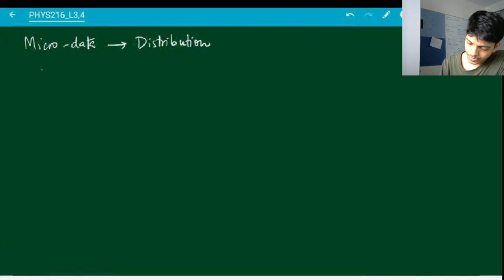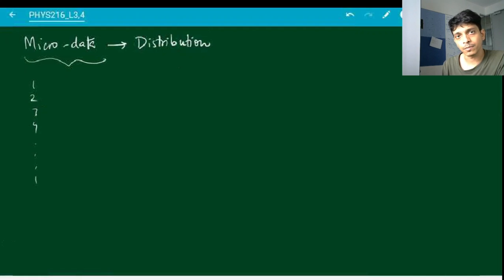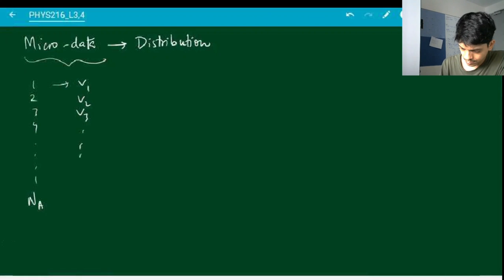It is straightforward. Suppose your micro data looks like 1, 2, 3, 4. Let's take our example of the gas molecules. So you have all the way up to Avogadro's number of them, and each of them, let's just consider the magnitude of the velocity. So that's just one number you have, no? Vx squared plus Vy squared plus Vz squared, the magnitude of the velocity. So V1, V2, V3, and so on, all the way up to V N A. So the question is, how do I make a distribution out of this?